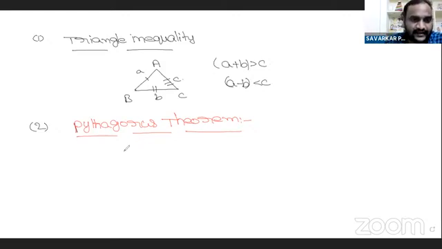So let us consider a right angle triangle. Right angle means one angle is 90 degrees.